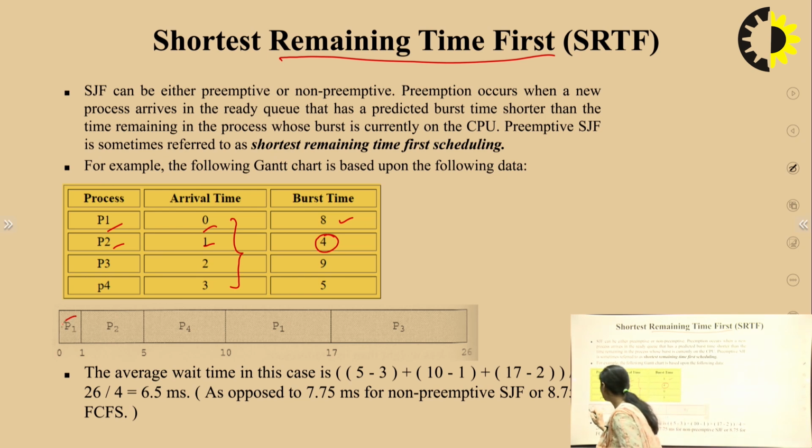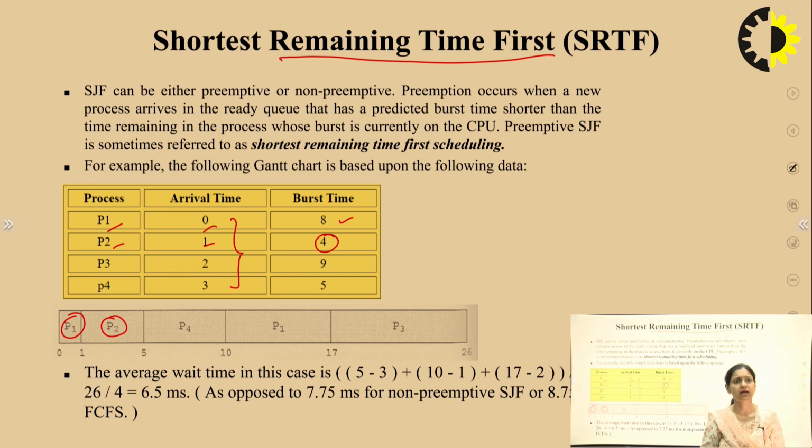This P1 will be preempted and P2 will get the CPU. Now, this preemption means when we are talking about the shortest remaining time first algorithm, here it is a preemptive algorithm, because the jobs get preempted according to their remaining burst time. So, when we are talking about SJF, it can either be preemptive or non-preemptive.